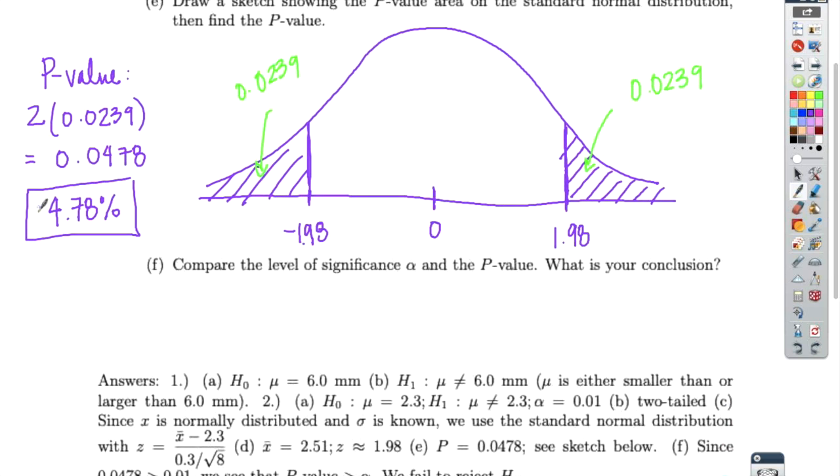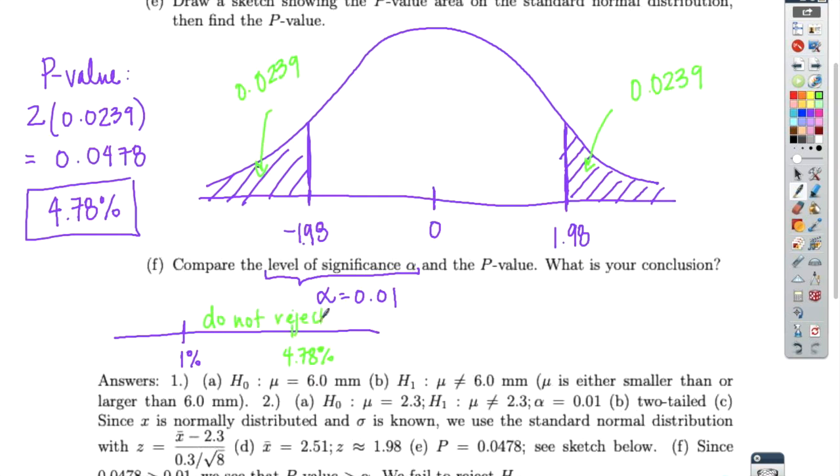However, even though this is a really small number, remember the level of significance that we were using was 0.01. So if I'm drawing out that number line again, alpha is like 1%, right? So 1% or 0.01, well, we found a 4.78%, so well in this range, 4.78%. And anything that's to the right of your level of significance, alpha, we do not reject your null hypothesis. You do not reject your null hypothesis.